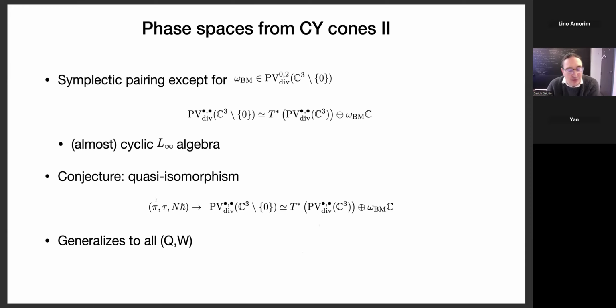And I would like to conjecture that there is a quasi-isomorphism. If you take the space parameterized by taus, pi's, and nh bar, this should be quasi-isomorphic to the polyvector fields in C3 minus the origin. So this is your formality theorem. Yes, a conjectural formality conjecture. Actually, for Kontsevich, it also first was a conjecture, then it became a theorem.